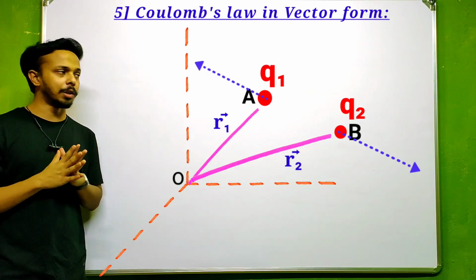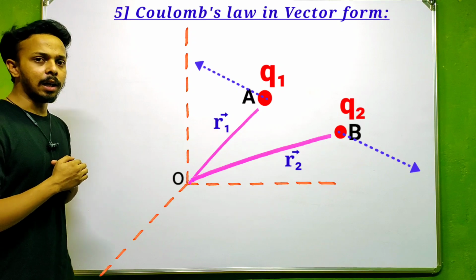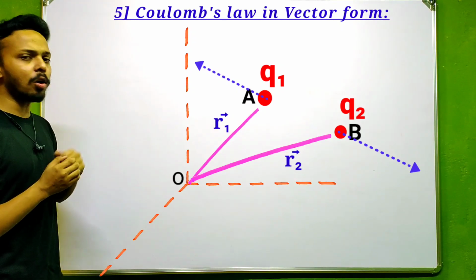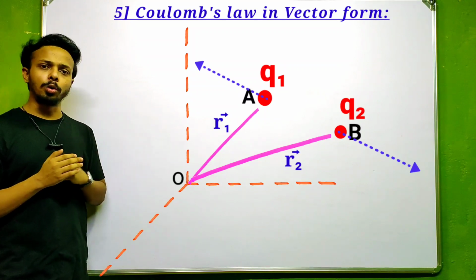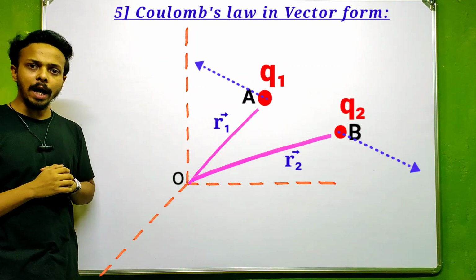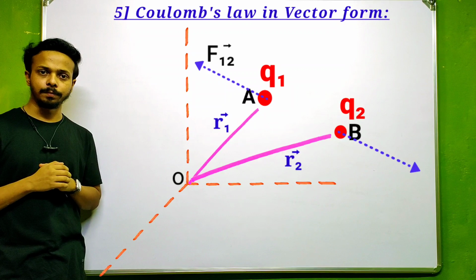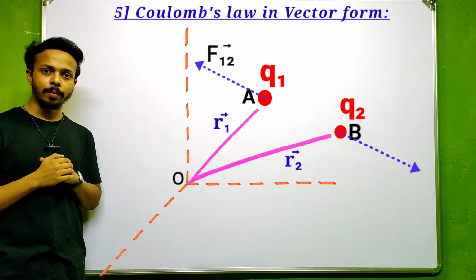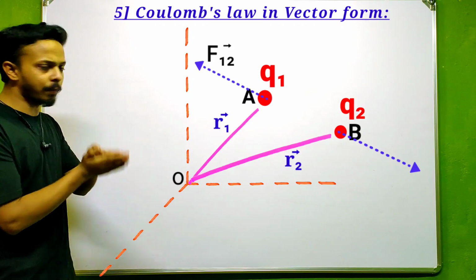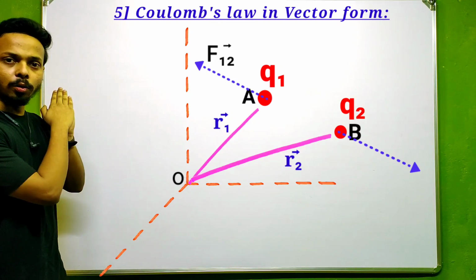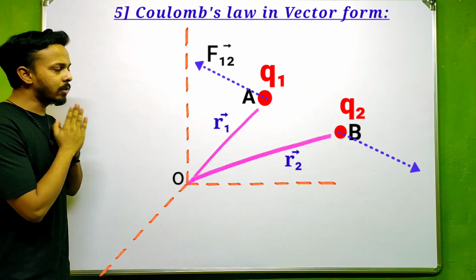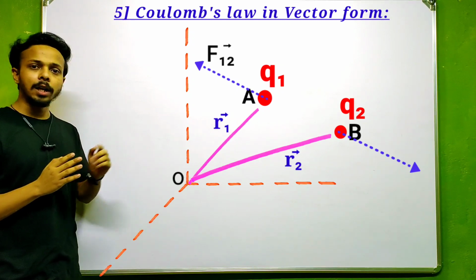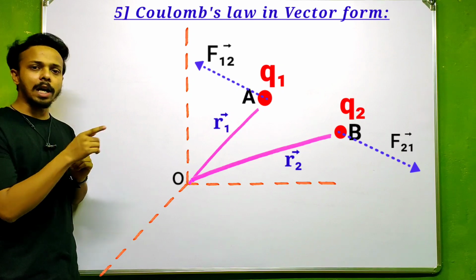And guys, let us consider for an instant that the force between these two charges is repulsive. Imagine that between them there is a repulsion. Now the force on q1 because of q2 is given by the vector F12, which is away from that charge. It is repulsion. In the same way, the force on q2 because of q1 is the vector F21, which is again away from that charge.